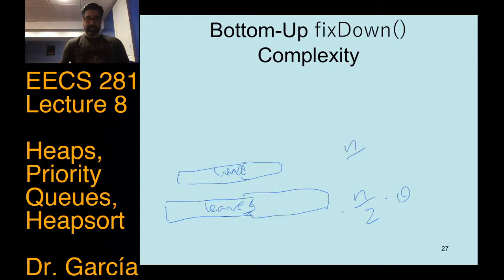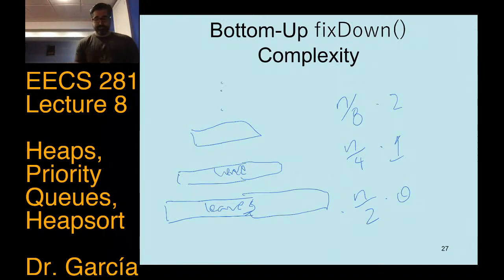Here, I had to do how many swaps? I only had to do 1 swap, right? And then we have the next level, which is n over 8, 2 swaps, and so on and so forth. Okay, all the way to the top.